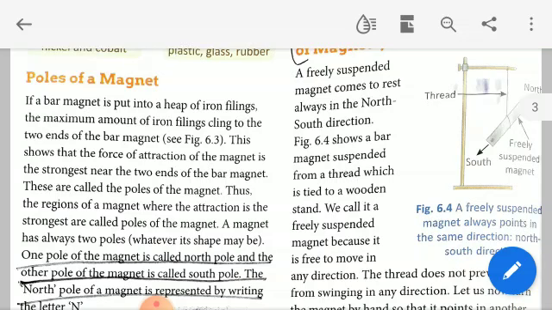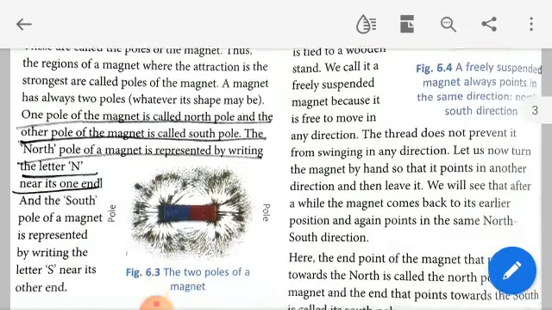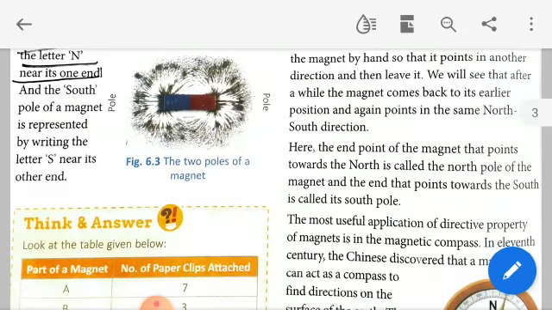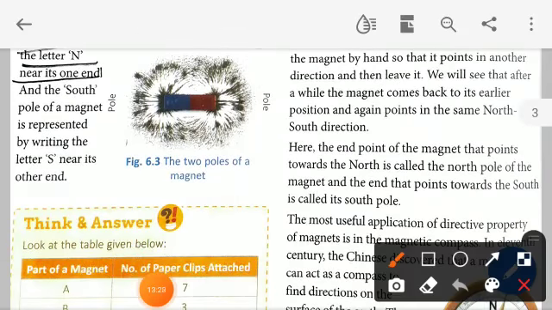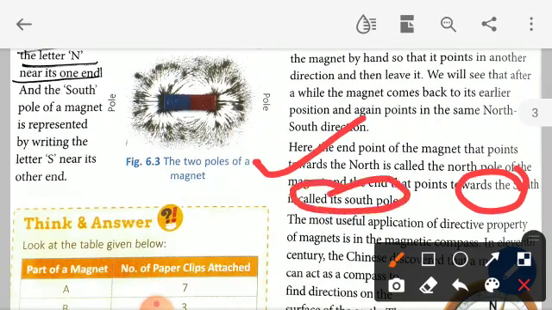Let us now turn the magnet by hand so that it points in another direction and leave it. We will see that after a while the magnet comes to its earlier position, which is the north-south direction. So the end of the magnet that points toward the north is called the north pole, and the end directed toward the south is known as the south pole. That is written here, you can see that.